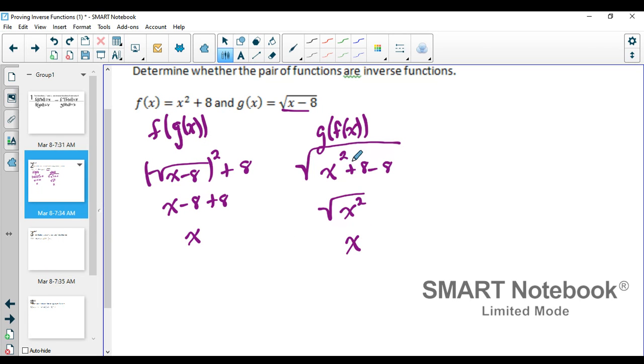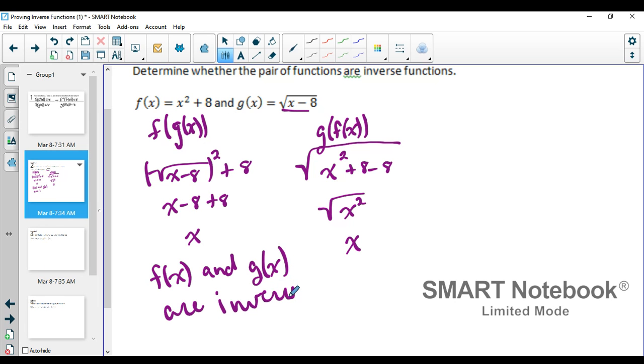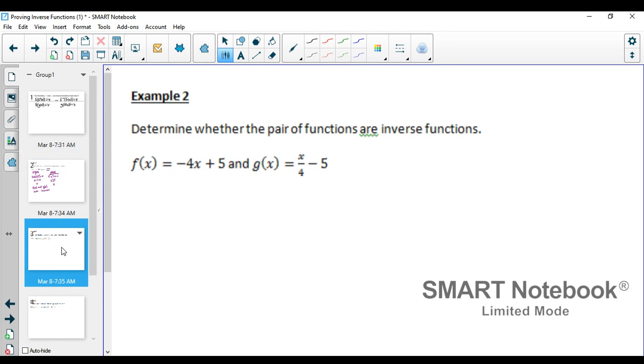So both of these simplified to just x, which means f of x and g of x are inverses. They both simplify to x. So let's go to our next example.